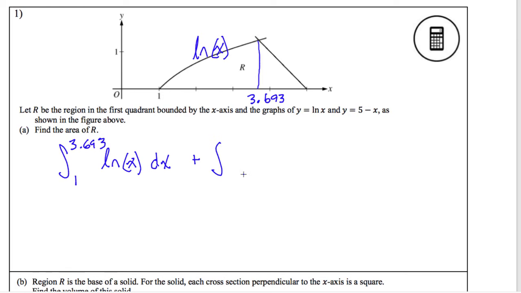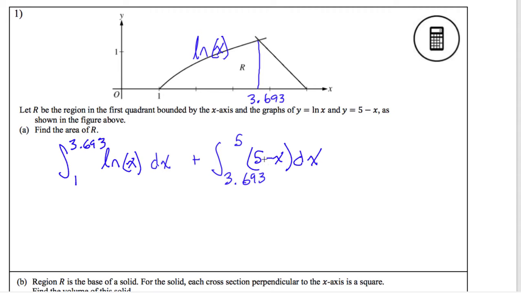The second half is the integral between 3.693 to this 5. You know it's 5 because if I plug in 5 right here, you get a height of 0, an x-intercept of 5, minus x, all of that dx. All right, so I think you got 1 point for boundaries, if you got the boundaries correct, 1 point for natural log of x and 5 minus x as separate things, and then 1 point actually finding the area.